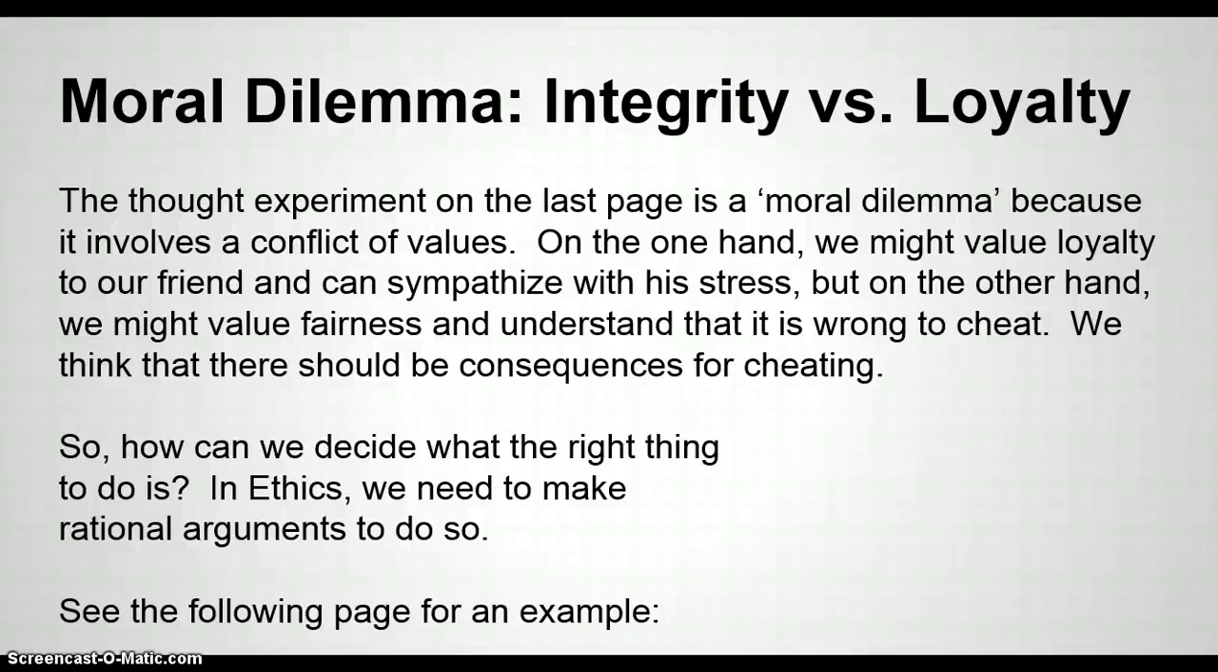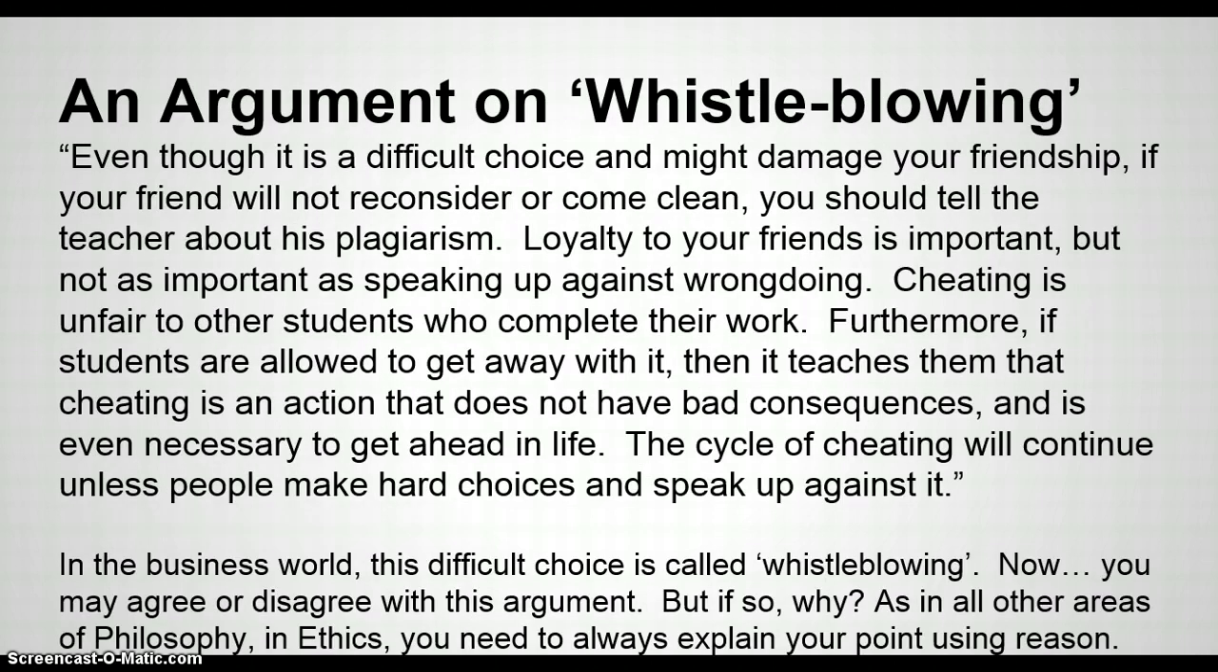What we've raised here is a moral dilemma, a dilemma between integrity and loyalty. The thought experiment on the last page is a moral dilemma because it involves a conflict of values. On the one hand, we might value loyalty to our friend and can sympathize with his distress. But on the other hand, we might value fairness and understand that it is wrong to cheat. We think that there should be consequences for cheating. So how can we decide what the right thing to do is? In ethics, we need to make rational arguments in order to do so. So let's see the following page for an example.